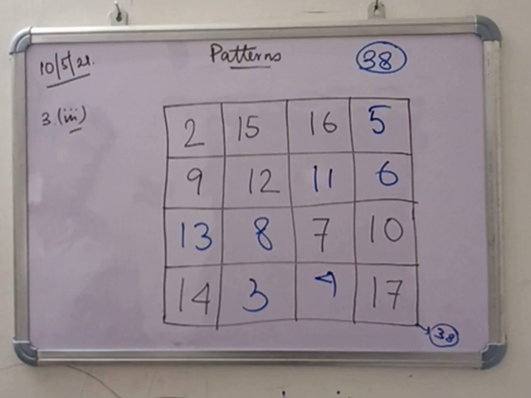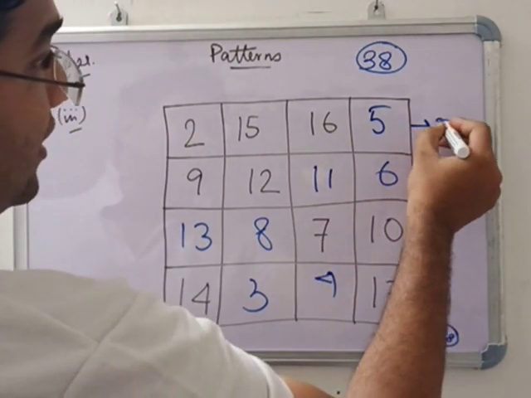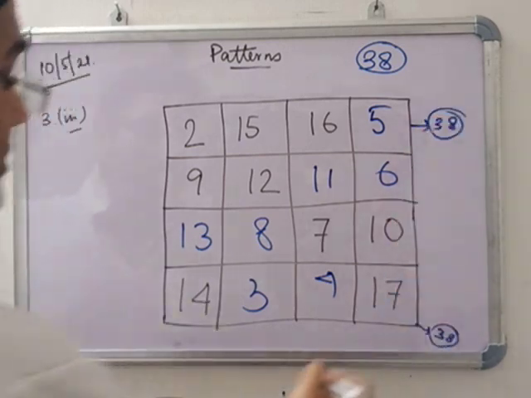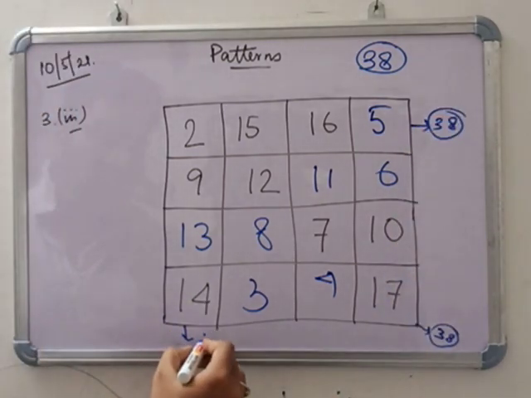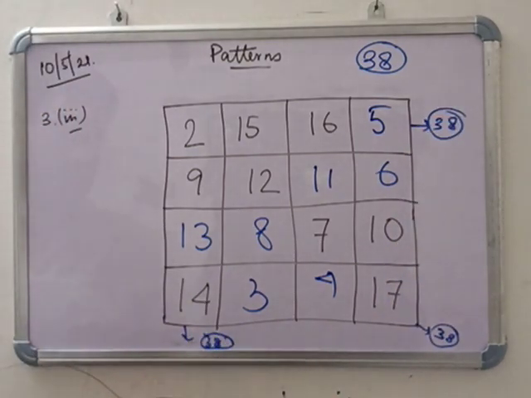So this is the filled square. Now you add all these, row wise or column wise, whatever, you always get 38, which is the pattern. This is the pattern of the question.